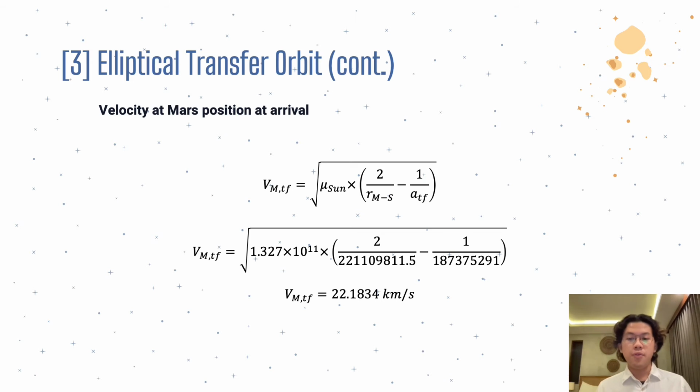Now we move on to the elliptical transfer orbit again, and we are now preparing to enter Mars' sphere of influence. Using the vis-viva integral, first, the velocity at Mars at time of arrival is found to be 22.1834 km per second relative to the Sun.